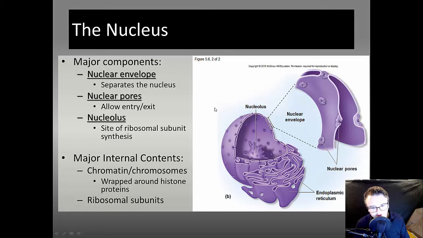Now, in addition, the nucleus will be studded with what are called nuclear pores, and these are little openings, little passages that allow transport in and out of the nucleus. So it's not isolated, but it's separate, but still connected in that these pores allow entry and exit of the necessary features that go in and out of the cell.